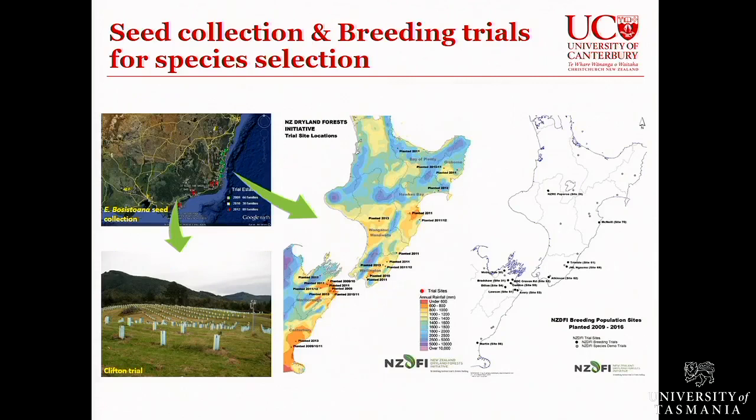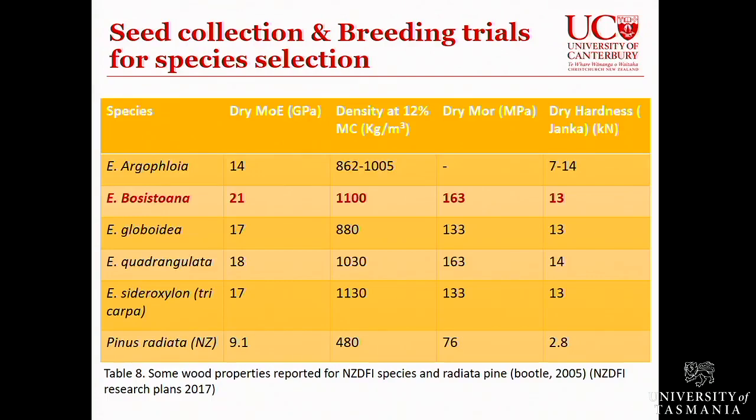NGDFI collected seeds from good-looking mother trees in Australia, and each tree forms a family in which we know the mother tree but not the father. The seeds collected were planted in trial sites in dryland around New Zealand. That looks a bit like a cemetery, but it's actually a trial. The best performing tree species was E. bosistoana, based on measuring various wood properties. So NGDFI was happy to continue the progeny test with bosistoana, but some strange things were found.